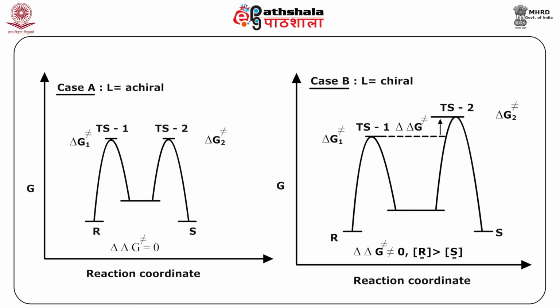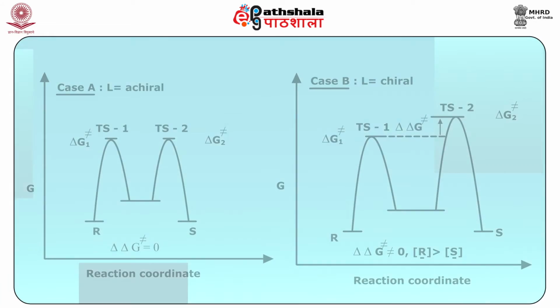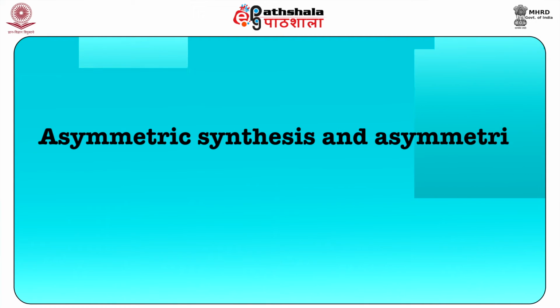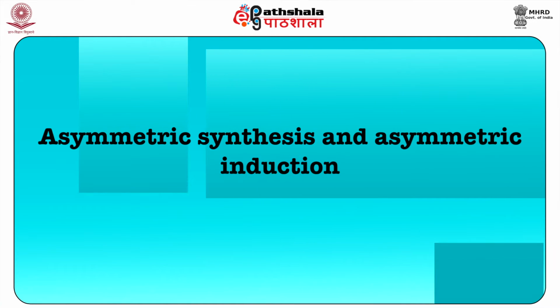The energy level diagram of the enantioselective reaction has been depicted here, and it can be seen from the given reaction pathway how the two different alcohols are obtained through the two different transition states. Asymmetric synthesis and asymmetric induction.